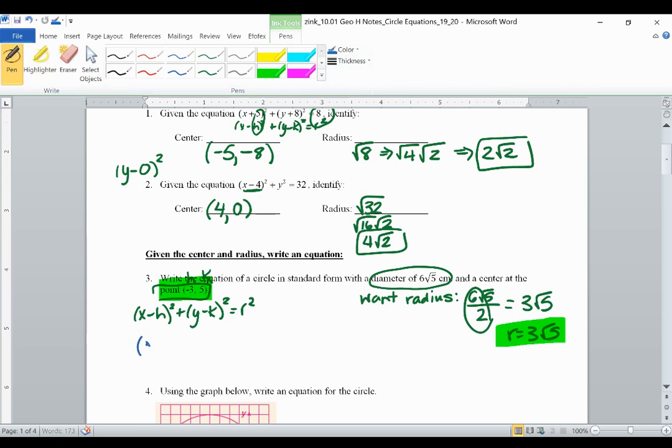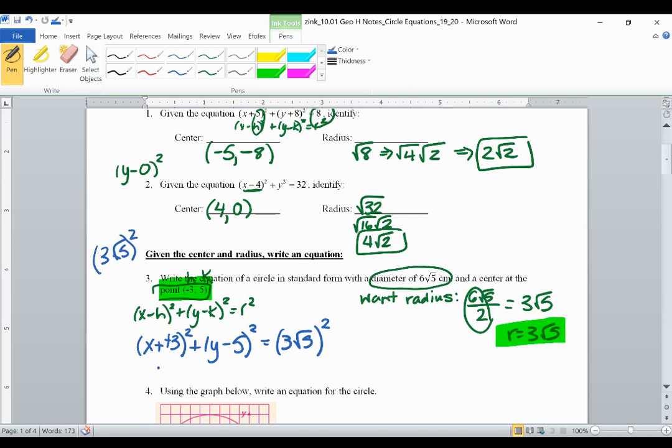Here we go. So x minus -3 squared, so that's going to become a plus, y minus 5 quantity squared equals 3 rad 5, and very, very important here that you put that 3 rad 5 in parentheses before you square it. So do not write that, because that's only squaring the rad 5, not the 3. It needs to be in parentheses like that.